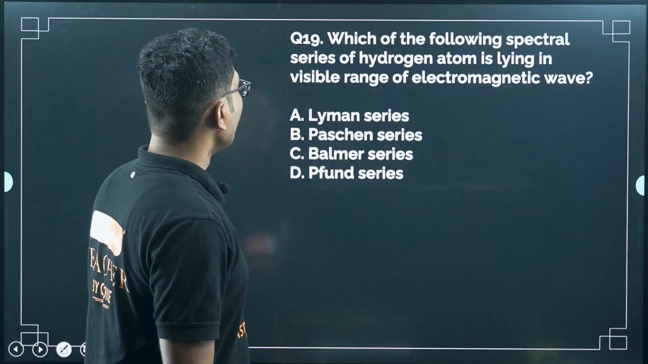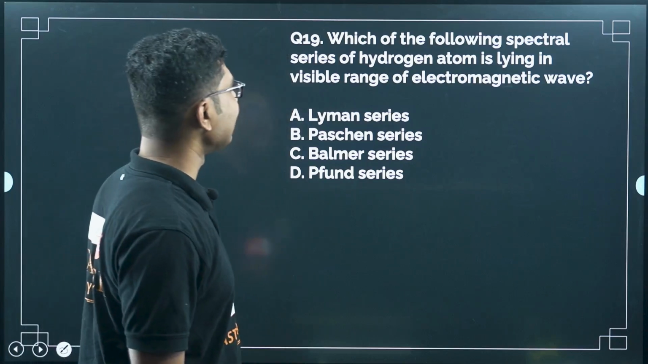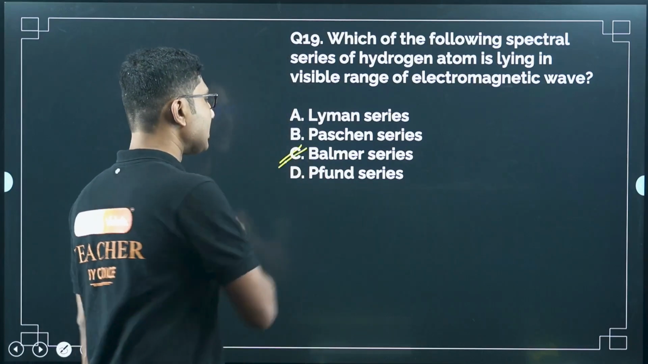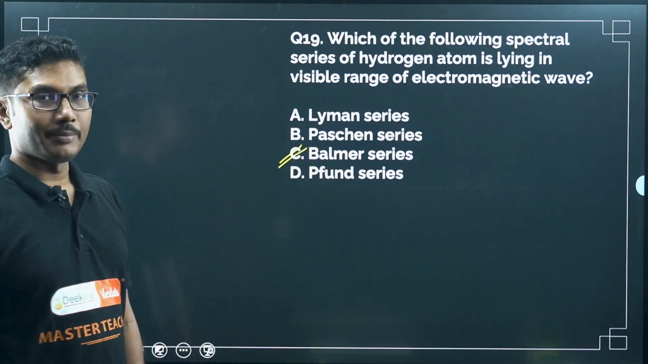Now, which of the following spectral series of hydrogen atom is lying in the visible range? Only Balmer series is visible, other series are not visible. So we will only mention Balmer series.